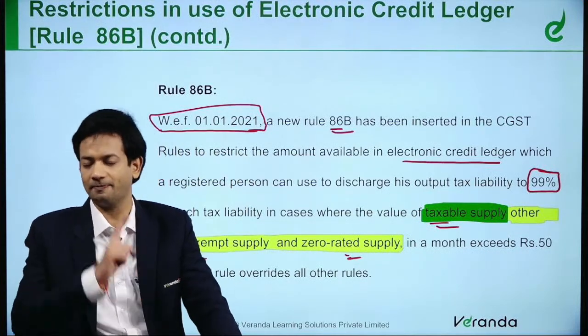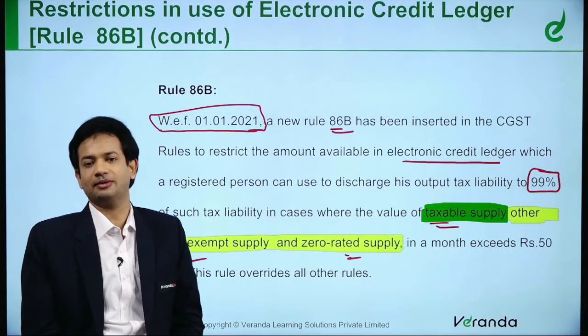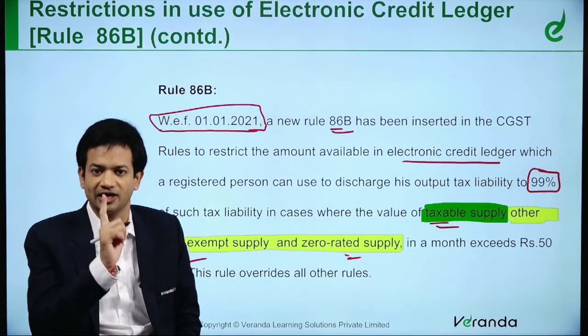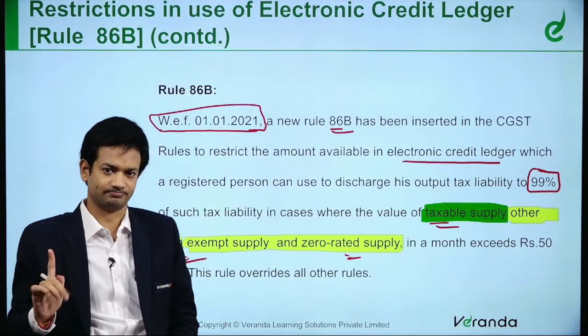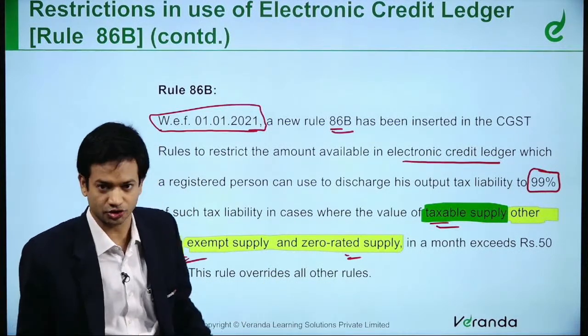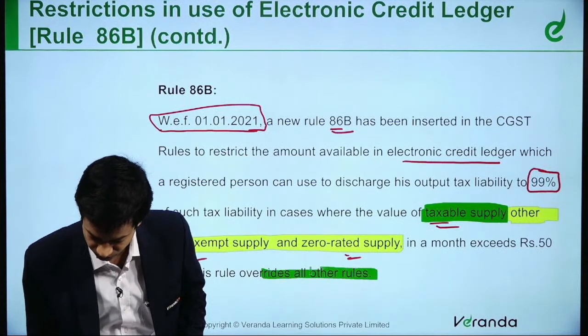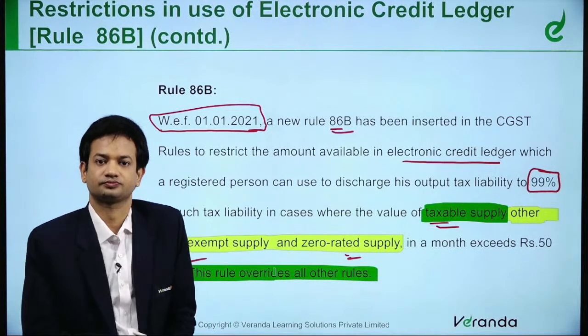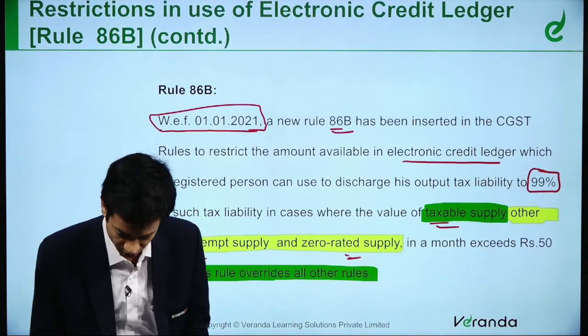Rule 86B becomes applicable. Minimum 1% of the gross liability you will have to pay through electronic cash ledger. Clear? I hope the concept is very, very clear to you. This rule overrides all other rules, right?